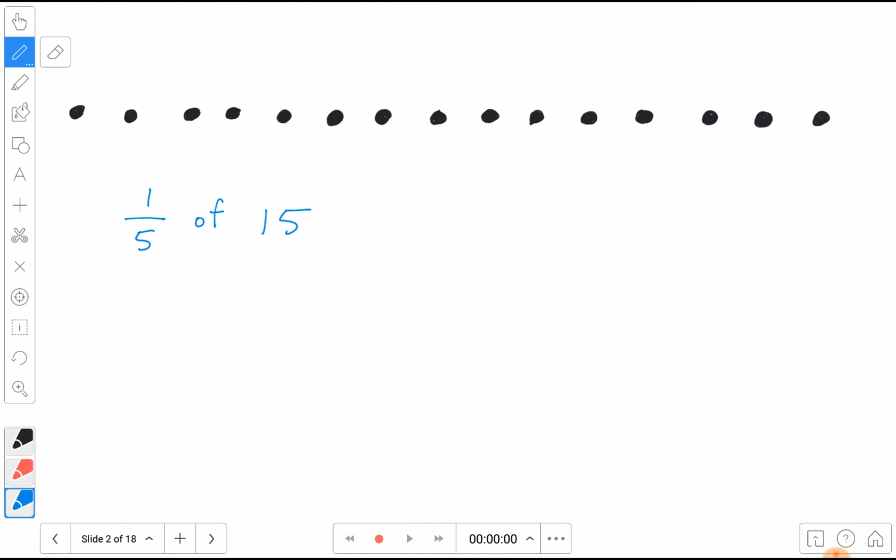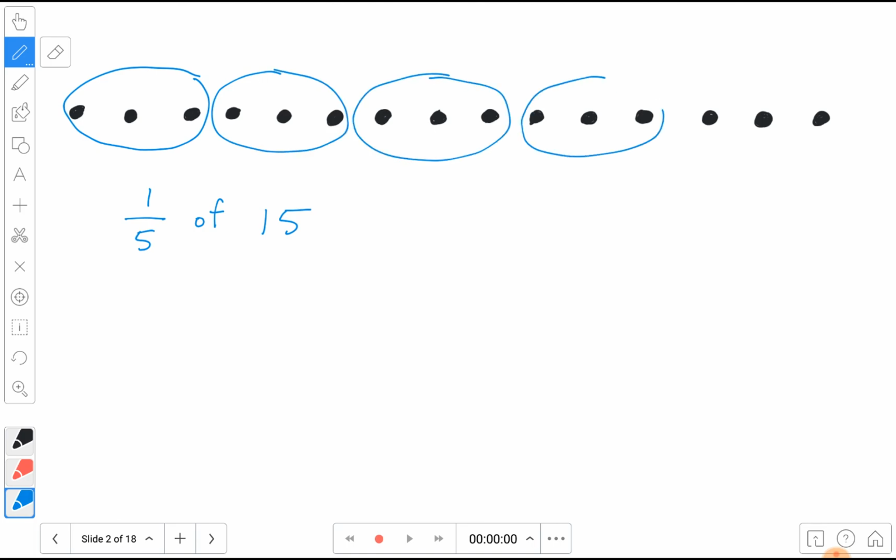So if I take the 15 dots and put them into 5 equal groups, then I'll figure out how much that is. So I'm going to split this up. There's one group, two groups. I need 5 of them. There's 3, 4, 5. The groups all have to be the same size, which they are. They're all 1, 2, 3 in each group. So 1/5 of 15 is 3, because there's 3 in each group.